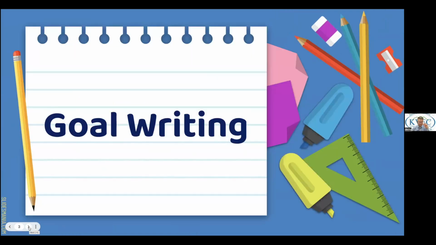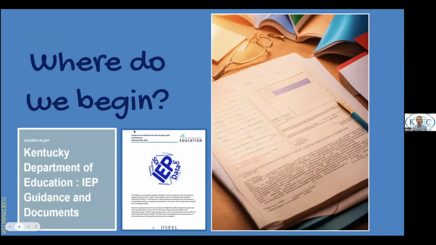Today's topic is goal writing, and we're talking specifically about annual goal writing and some short-term objective writing, in terms of what's going to go into an IEP and what are the nuts and bolts of developing those goals. Where do we begin in this journey? Where do we go if we're sitting in our cubicle, at our desk at school, or at home, and we'd like to know more and have further reading on a topic?